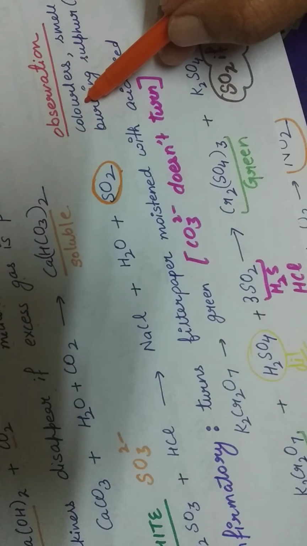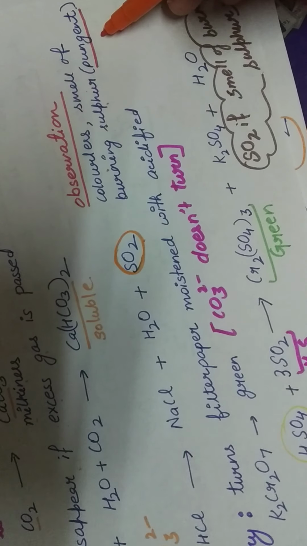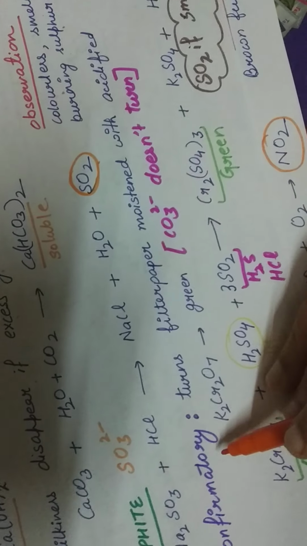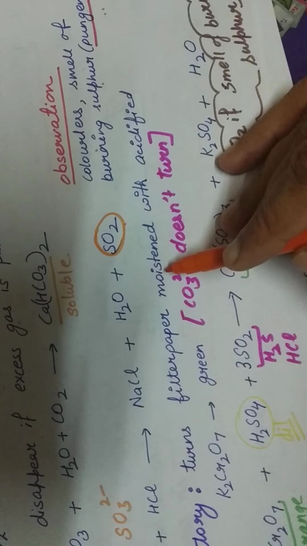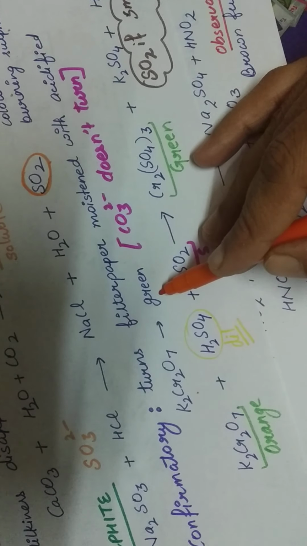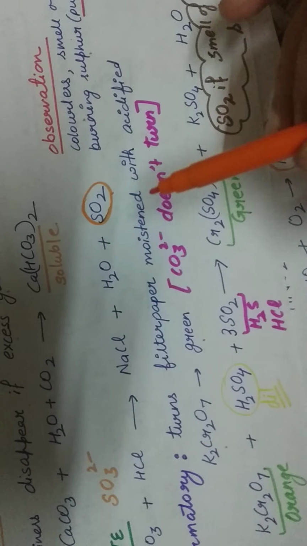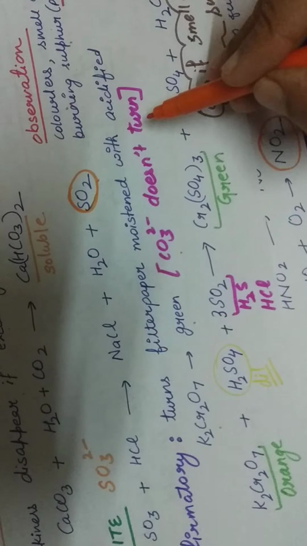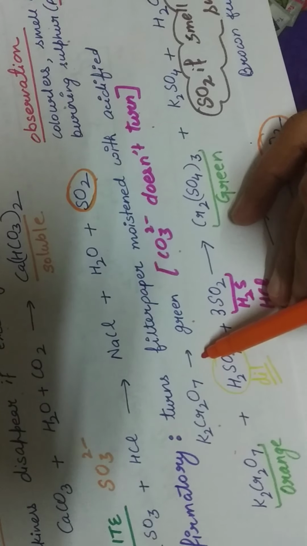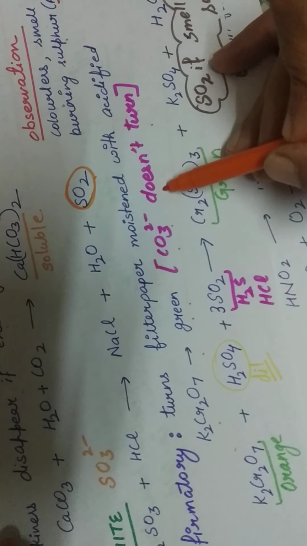Now here the observation is a colorless gas with the smell of burning sulfur, a pungent, suffocating smell. Now the confirmatory test for this: it turns filter paper moistened with acidified potassium dichromate green. Here again a distinguishing feature: carbon dioxide gas will not turn this. It will have no effect on the potassium dichromate. Only sulfur dioxide gas or the sulfite radical will have an effect on that.